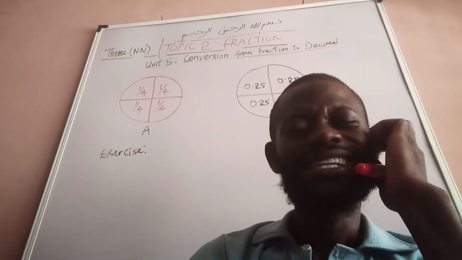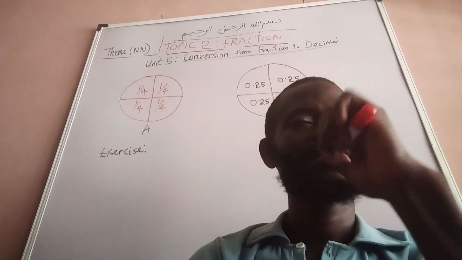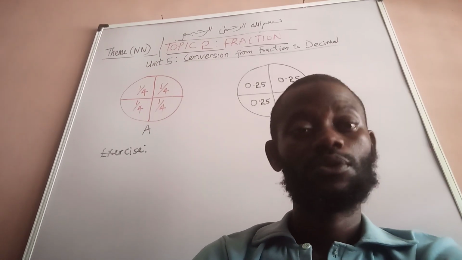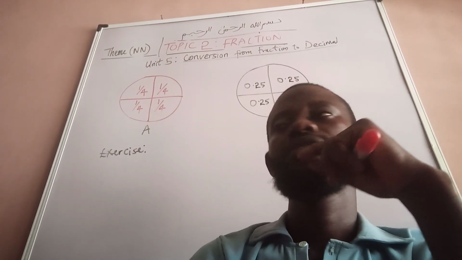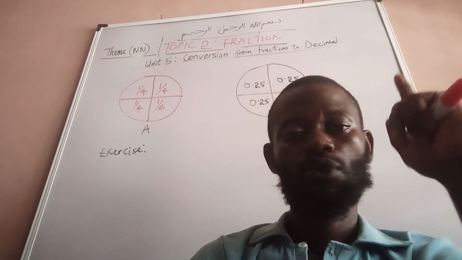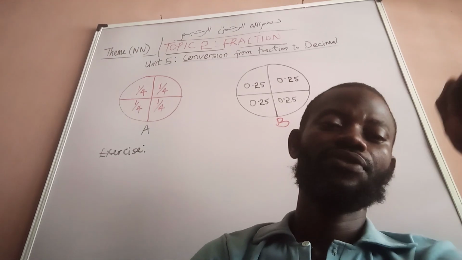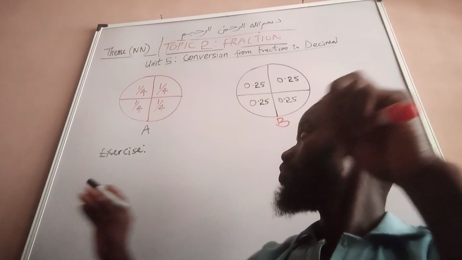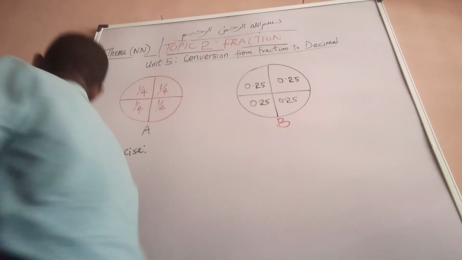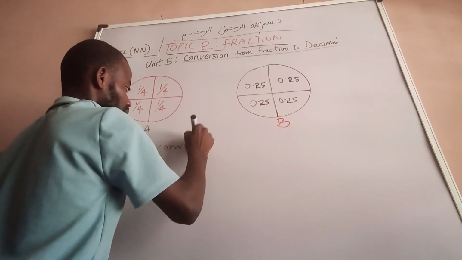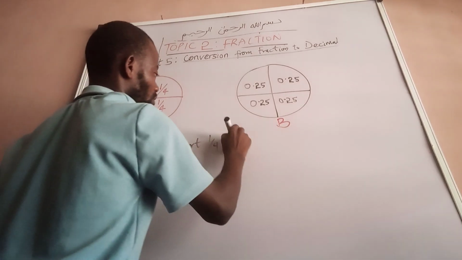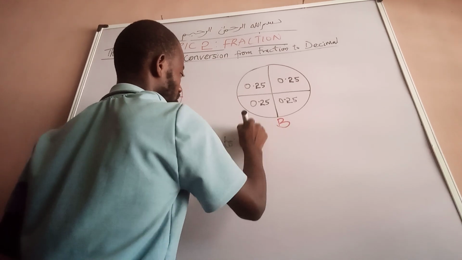Now, in converting fraction to decimal, we have to revisit our equivalent fraction. Now, let's start with the first one, which is 1 over 4 that we give here. So 1 over 4, the step to do is convert 1 over 4 to decimal.